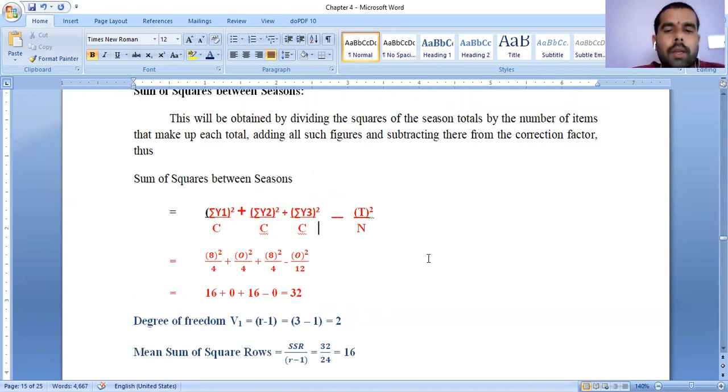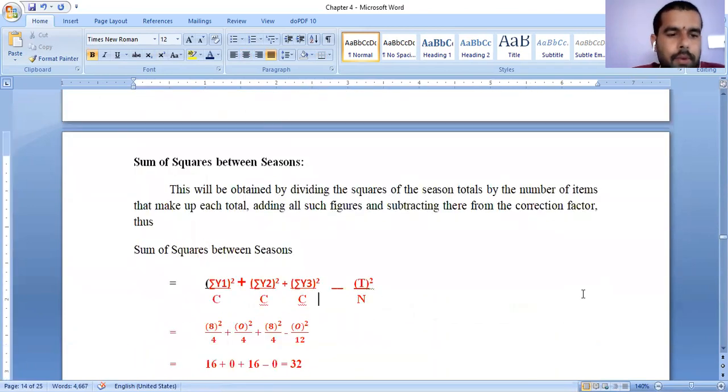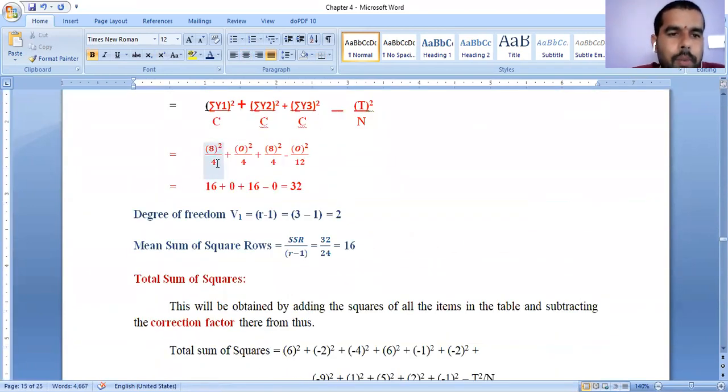Here the sigma y1 values are 8, sigma y2 is 0, sigma y3 is minus 8. Then 8 whole square by 4, 0 whole square by 4, minus 8 whole square by 4. Then you will get these values. Finally SSR is equal to how much did you get? 32. Sorry, not 30, you got 32.